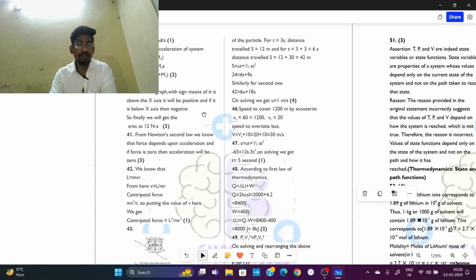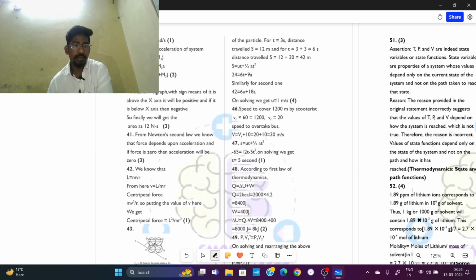So what was the formula? T by mr equals to omega square. So therefore we can say omega equals to root over of 900, right here. That means omega equals to 30 radian per second. That means option 1 is correct.